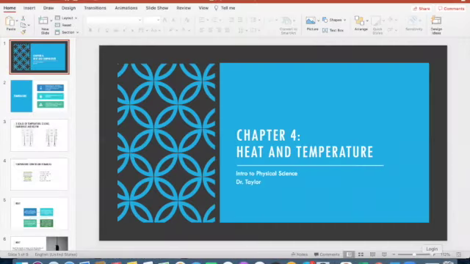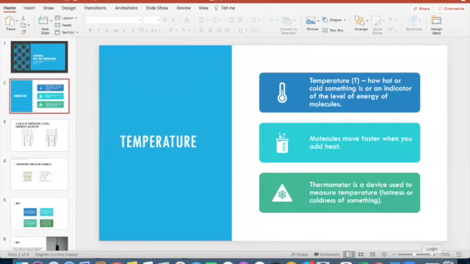Again, chapter 4 is on heat and temperature. Temperature is just a measure of how hot or cold an object is. So it's the level of energy of the molecules inside of the object. Something that is hotter, their molecules will move faster than something that is colder. The colder the object, the slower the molecules move.